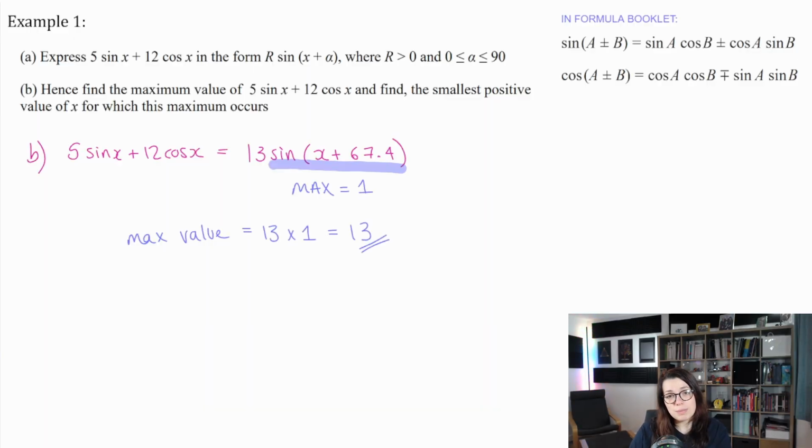As you can imagine, it would be pretty similar if they asked for the minimum value, but you would use minus 1 instead of plus 1. When does this maximum value occur? Well, it occurs when sine(x + 67.4) is equal to 1. Let's work this out then.